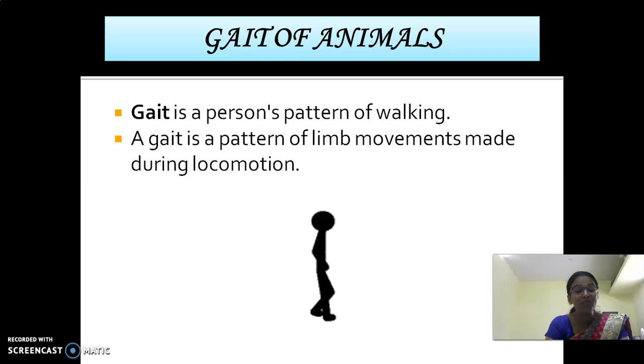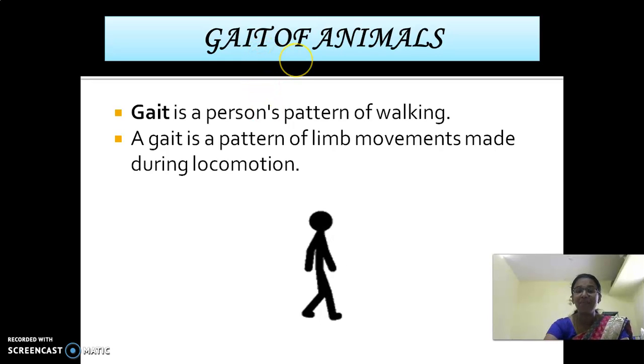So all people do not walk the same. The style of walking differs from one person to another. It is not the same for everyone to walk in the same way, right? They have different styles of walking. So a gait is a pattern of limb movements made during locomotion. I will tell you what is meant by limb. It is nothing but the style of walking. How do they walk? How do they move? That is called gait.